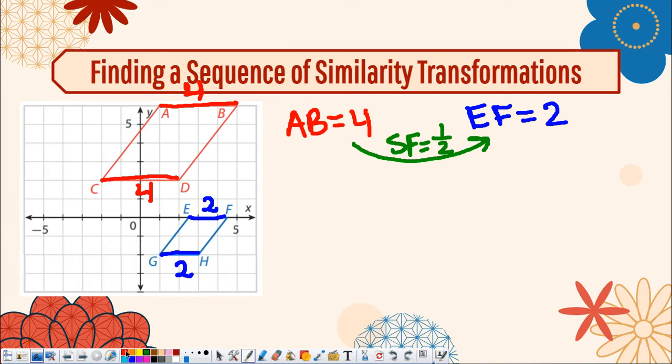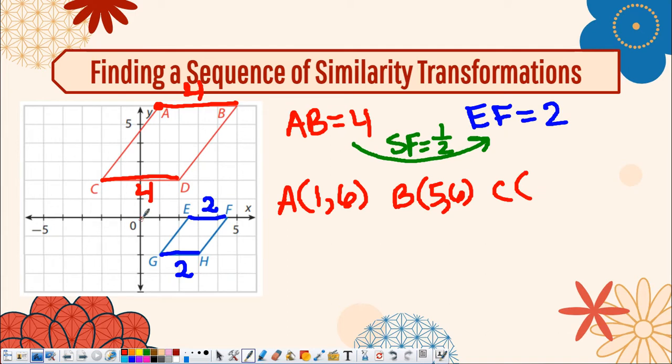So this is what I'm going to do. I'm going to write down all my coordinates of the red one. So stay with me. I am going to color coordinate. Right here, this point A is (1, 6). B is going to be (5, 6). Right now we're at C, (-2, 2). And D, hopefully I fit it, is (2, 2).